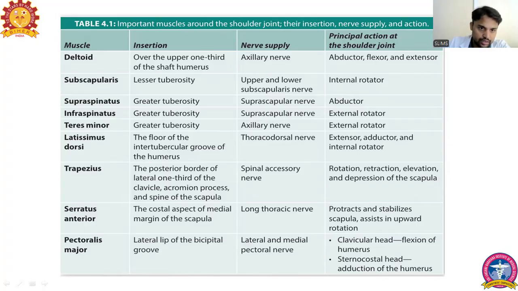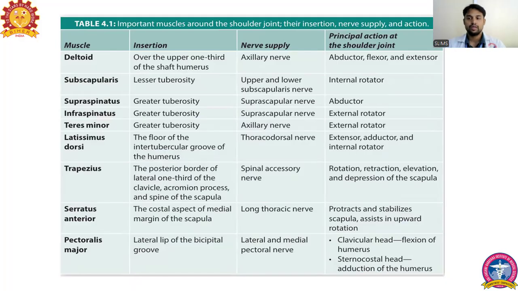The insertion of the pectoralis major is the lateral lip of the bicipital groove. So the teres major is the medial lip of the bicipital groove. The pectoralis major is supplied by the lateral and the medial pectoral nerves. This is very important. And there is another muscle called pectoralis minor, which is supplied only by the medial pectoral nerve.